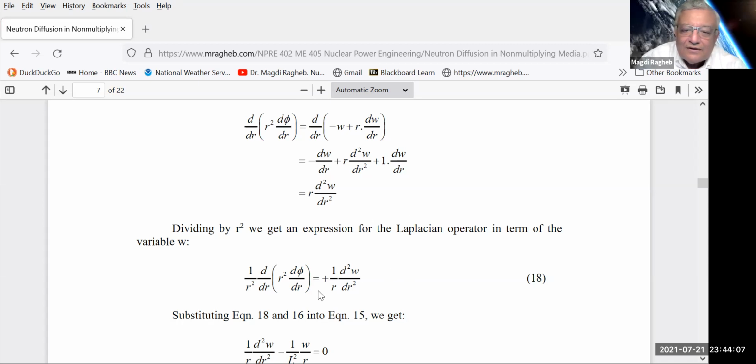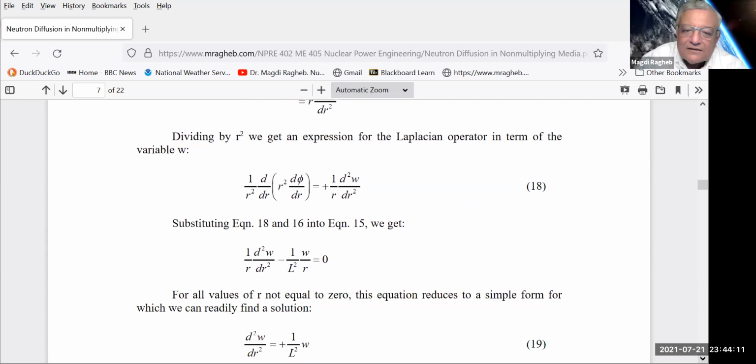So in that case, you find that in the expression for the Laplacian as a solution for the w function, we have 1 over r d squared w by dr squared minus 1 over L squared w over r. Okay, it looks nice. r and r cancel again, provided we are not at the origin.